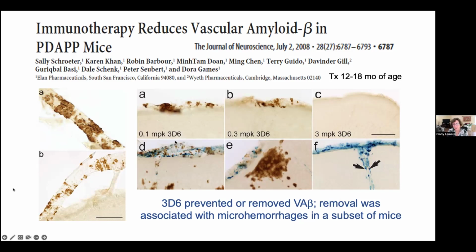And they also showed that at different doses, there was more clearance of both plaque and vascular amyloid. And with increasing doses, also more hemorrhaging, more microhemorrhages. And here I want to point out that most of these microhemorrhages take place along the pial surface, the leptomeningeal blood vessels, and the penetrating arterioles, these large vessels, all of which have smooth muscle cells.